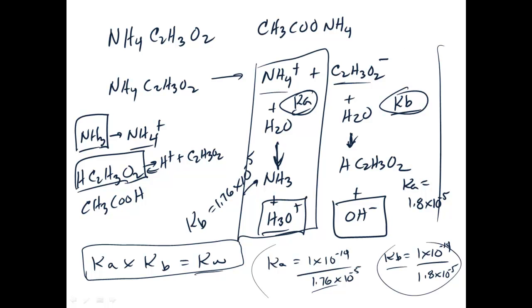So for salts that contain two ions that both undergo hydrolysis, we have to look at the equilibrium constants for the two ions reacting with water, and whichever equilibrium constant is larger, that is what dominates or determines the pH of the solution.